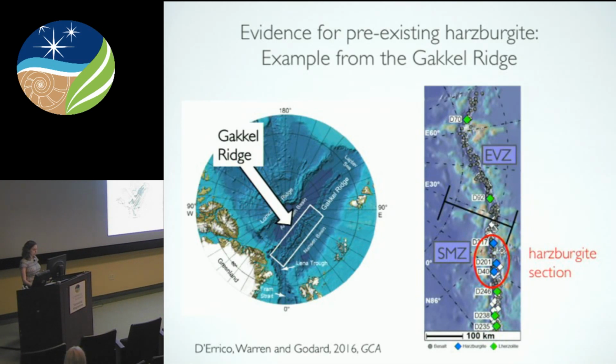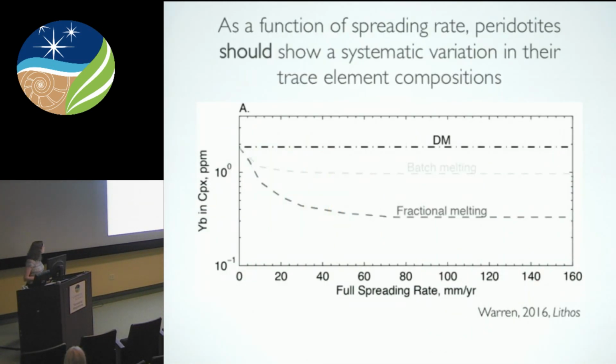So if I go back then to what we expect as a function of spreading rate in the prototype compositions, this is now a plot of the full spreading rate. This is the range of spreading rates that we see in the oceans. And I'm going to plot the ytterbium in clinopyroxene in a second. This is the model that we expect. If the mantle is just depleted mantle, this DM composition, as a function of degree of melting, with a fractional melting model, this is the degree of melting that we expect to see in the prototypes as a function of spreading rate.